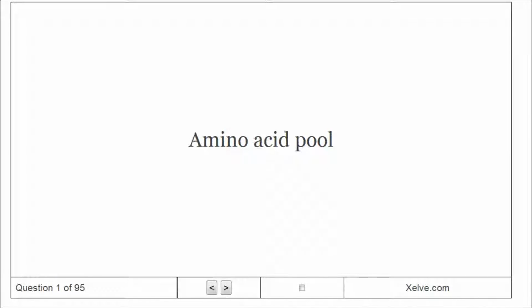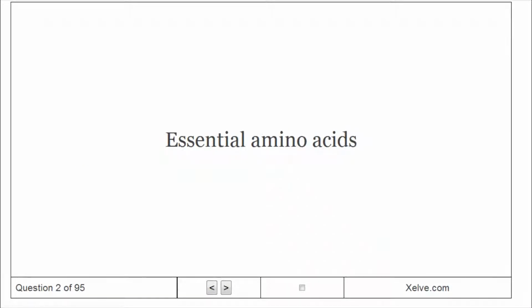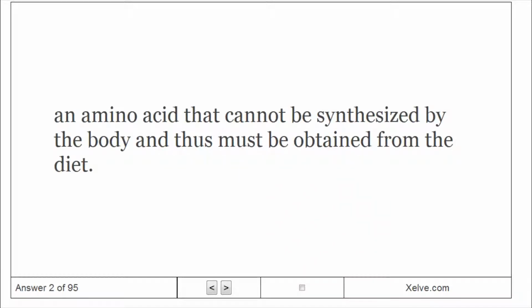Amino acid pool. The entire collection of free amino acids in the body. Essential amino acids. An amino acid that cannot be synthesized by the body and thus must be obtained from the diet.